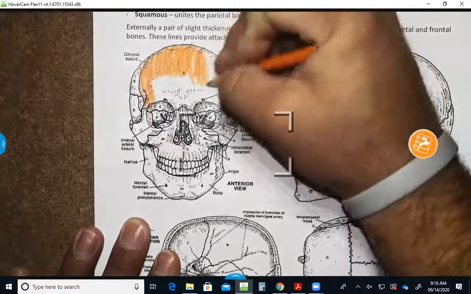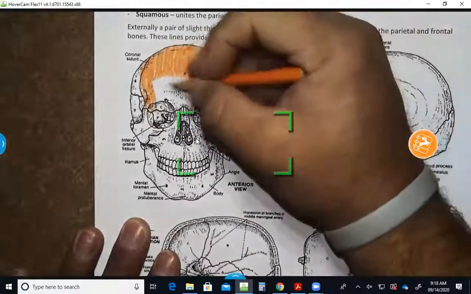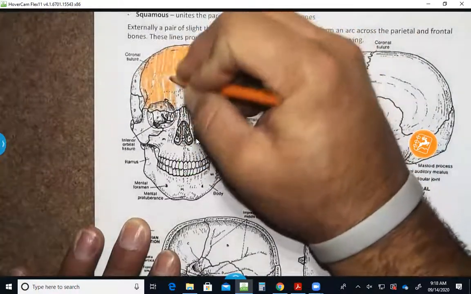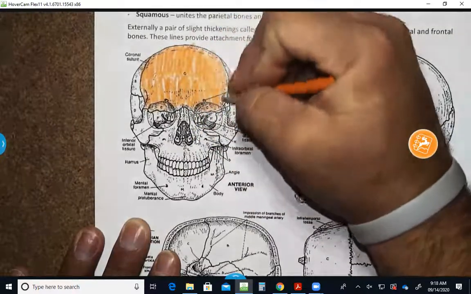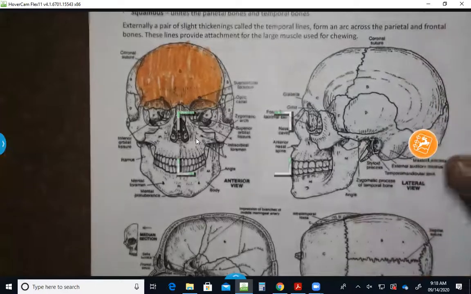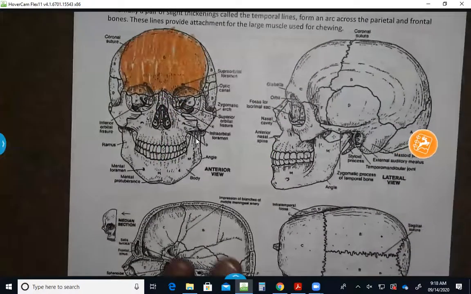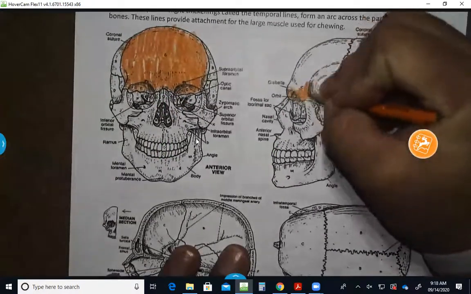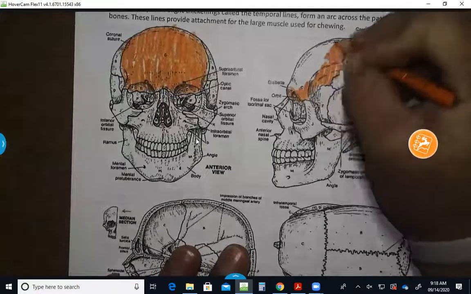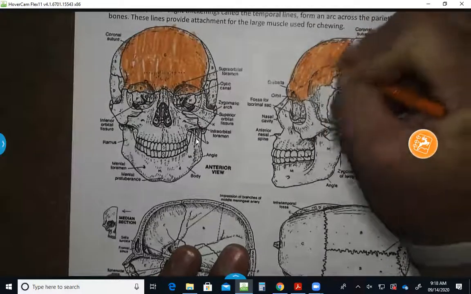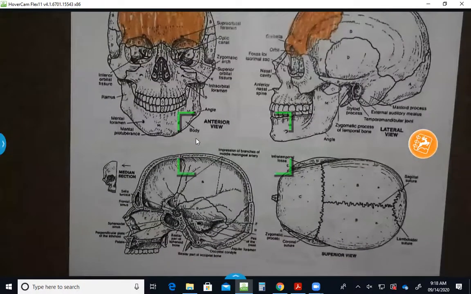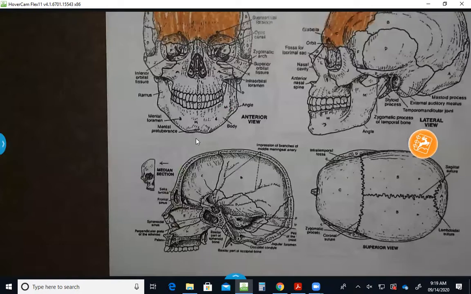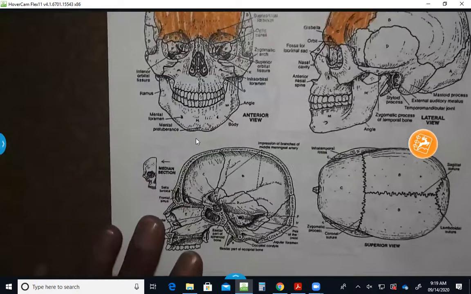I'm not the world's best colorer, and that's fine. I'm just typically doing it to be quick. Like so. And our anterior view. Here's our lateral view. And then we've got a mid-sagittal view, which means we've cut the skull in half from front to back. So you can see like this, and we're looking from the inside out.